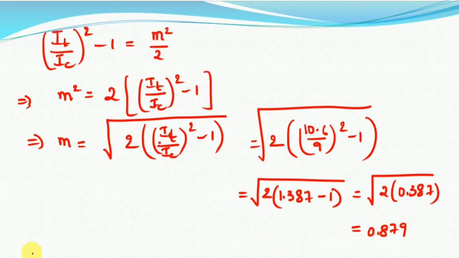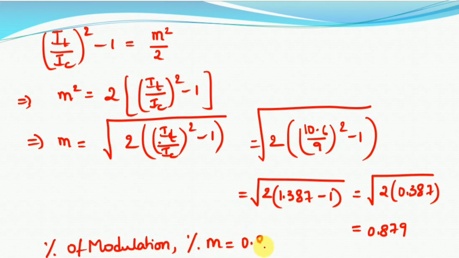So use your calculator and we can finally obtain the value as 0.879. So since in the question they have asked percentage of modulation, it means they have asked the value of percentage of m. So now simply multiply this 0.879 into 100. We will get finally 87.9%. So finally, for the given values of transmitted current and the carrier current, the modulation value will be equal to 87.9%. We can write the approximate value as 88%. Now let us see what is the second one that we have to find.